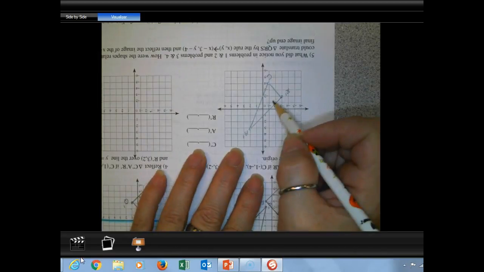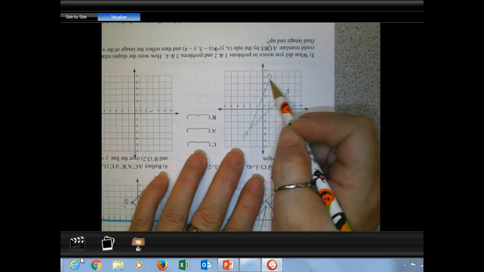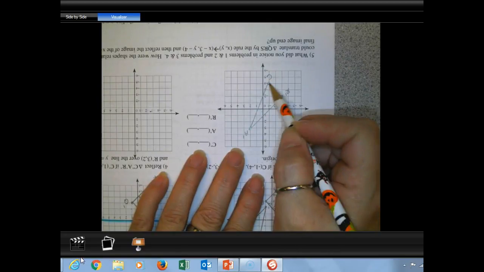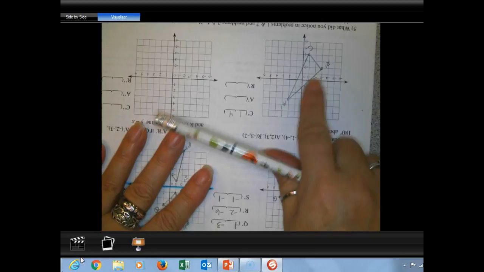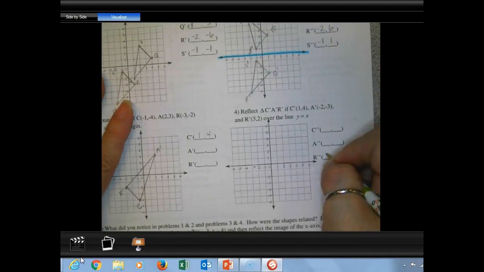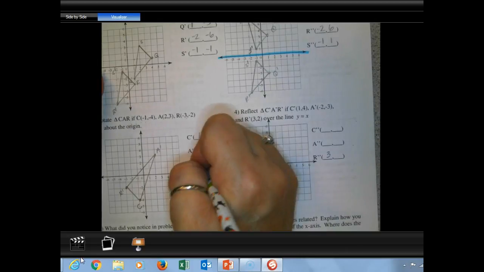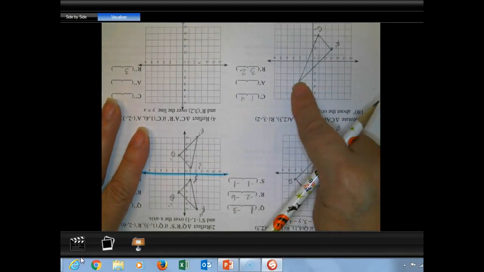I'm going to write down the new ordered pairs for my figure here. C is now going to be (1, 4). So I'm going to flip it back, (1, positive 4). R is going to be (3, positive 2). Whoops. Let's turn it back around. My A is now going to be (negative 2, negative 3).